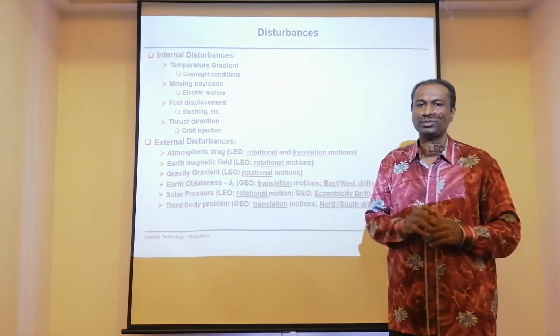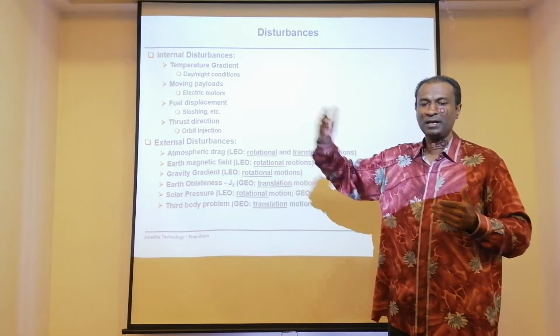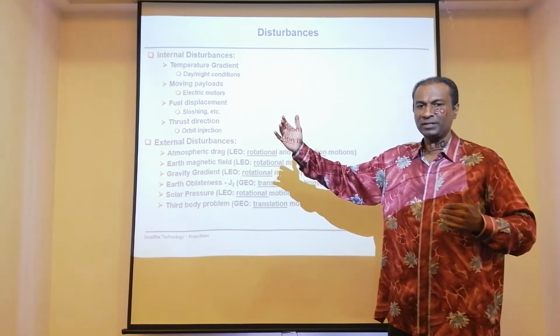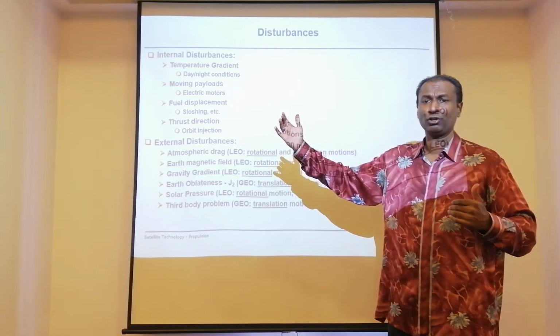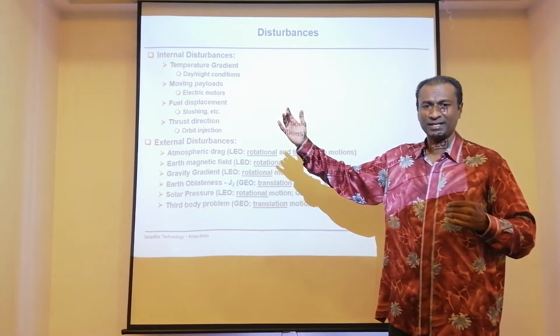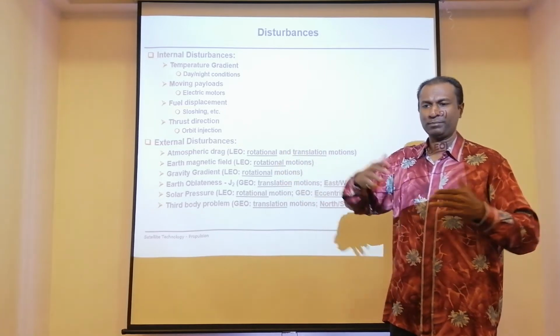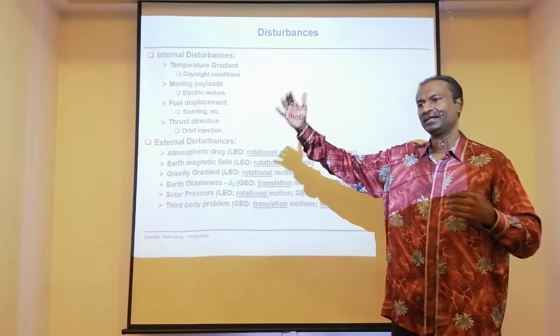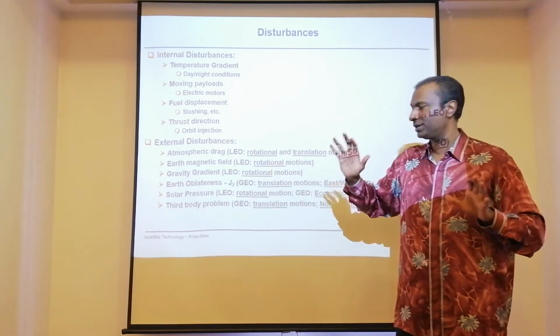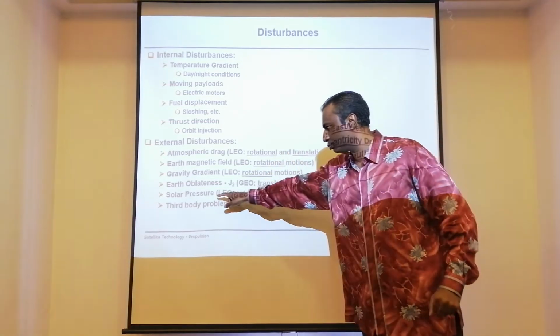What is GEO? Geostationary orbit, a very high orbit, higher altitude, 36,000 kilometers. Most of the telecommunication satellites are flying there. If you look at NASA, etc., it is flying at 36,000 kilometers of altitude. Don't worry about the orbits, we will learn soon.